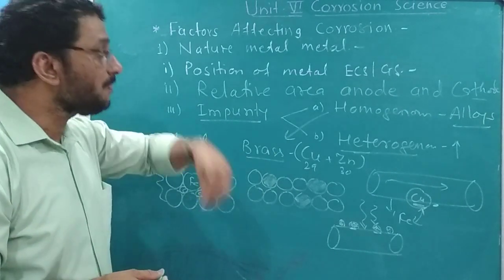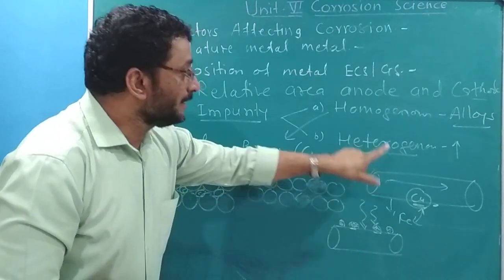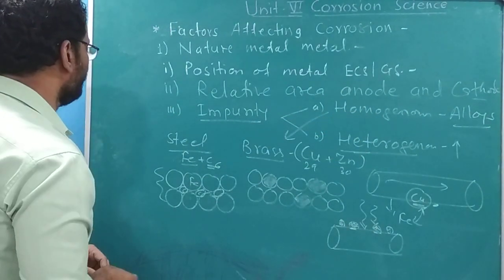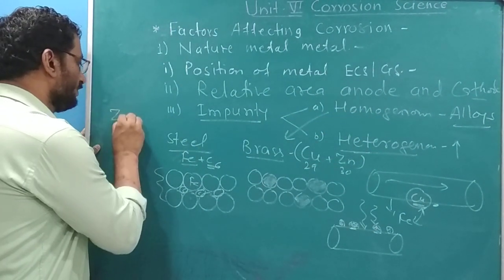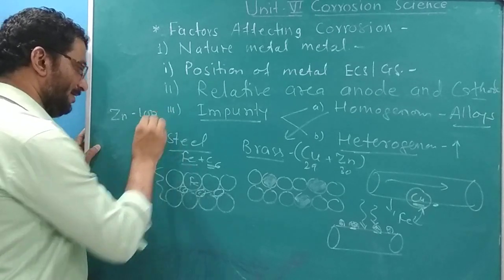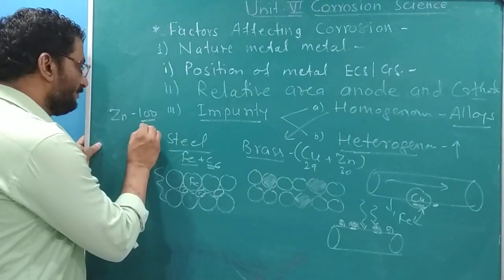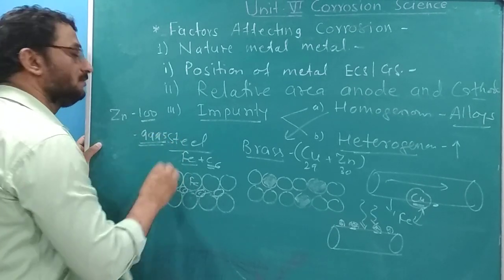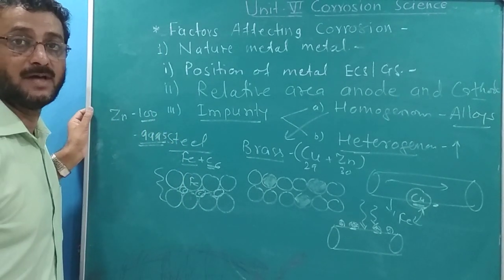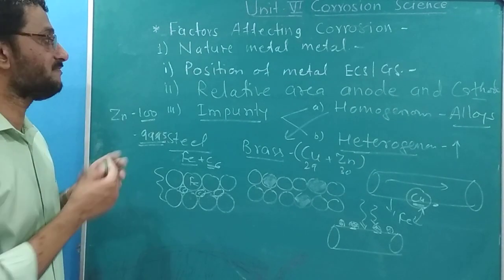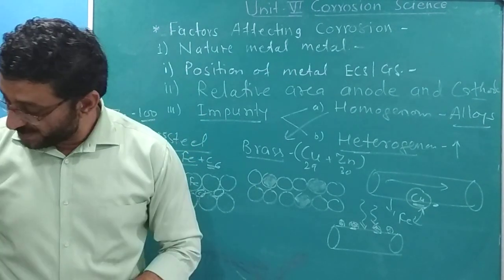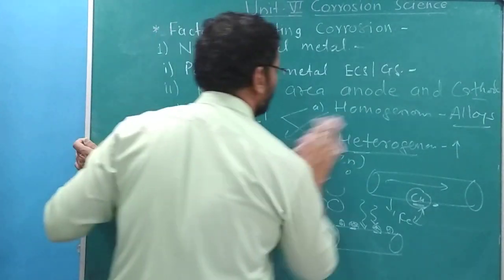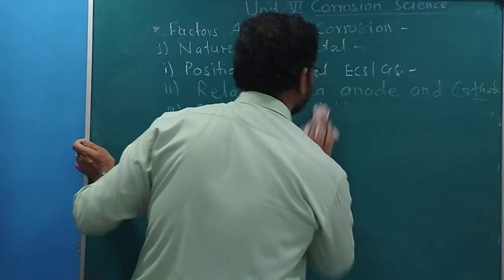Okay. Impurity in the metal. These are the cases. In your textbook, reference book, they have given that if zinc is 100% pure, the rate of corrosion is almost 0. When the purity goes from 100 to 99.95, it increases the rate of corrosion by 2500 times. So a very rapid rate of corrosion is observed when impurity is present on the metal, which results in the formation of a heterogeneous system. So these are the cases.